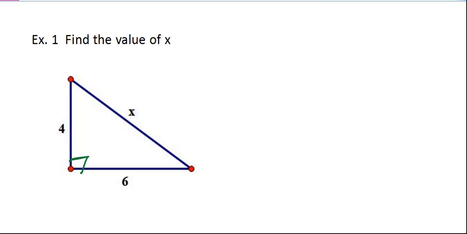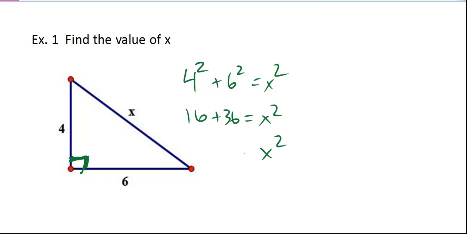There should be a little right angle here. Assuming this is a right triangle, it's very important that we don't apply the Pythagorean theorem if we don't know it's a right triangle. So let's assume this is a right triangle. Then to find the value of x, of course, I'm just saying that 4 squared plus 6 squared must equal x squared. And that gives us 16 plus 36 is equal to x squared, which means that x squared must equal 52. Not 52 squared, just 52.